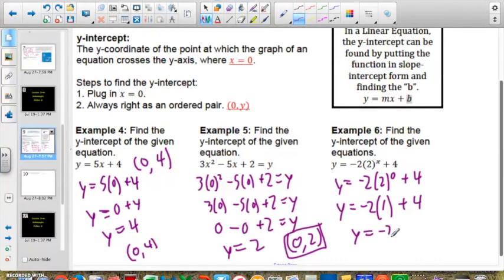Negative 2 times 1 gives us negative 2 plus 4. So y is going to be 2. So we write our ordered pair. The x is always 0. Our y we just found was 2. And we have successfully found the y-intercept for a linear, a quadratic, and an exponential function.